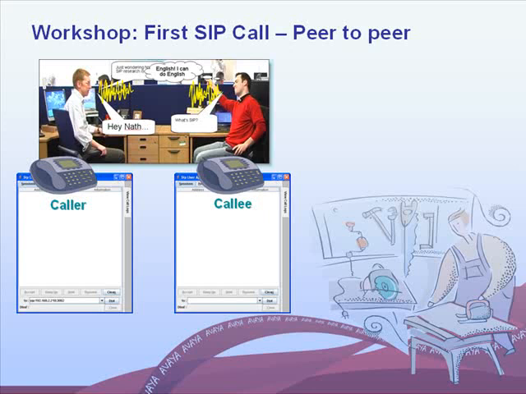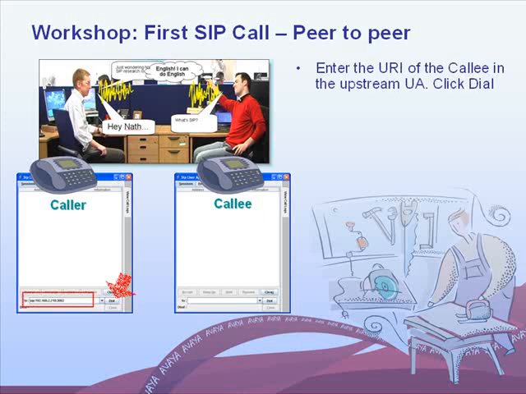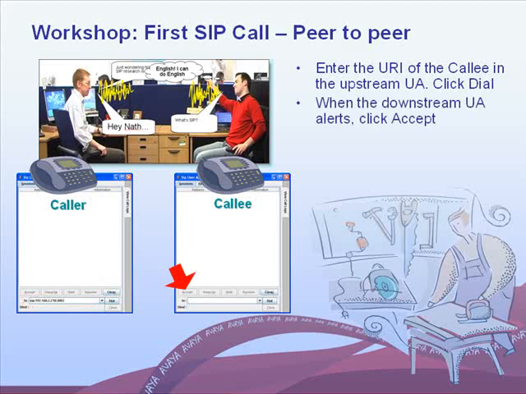Cool. So go ahead and enter the address of the callee in the to field. For now, it must be exactly the same as the address we configured a moment ago in the downstream user agent configuration tab's contact address. And then click dial. If the address is correct and you've configured things properly, the downstream user agent should try to then alert the user. So click on accept on the downstream user agent to take the call. From that point on, at any time, you can click on hang up on either user agent to terminate the call.